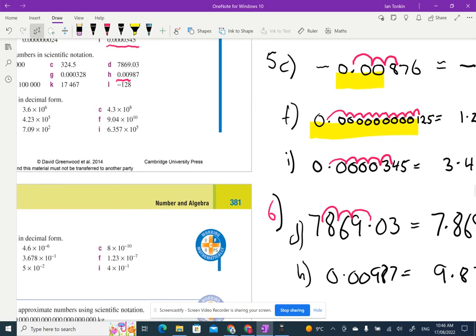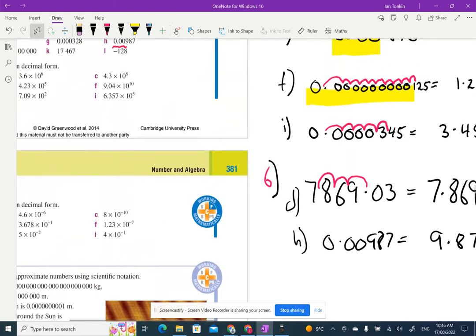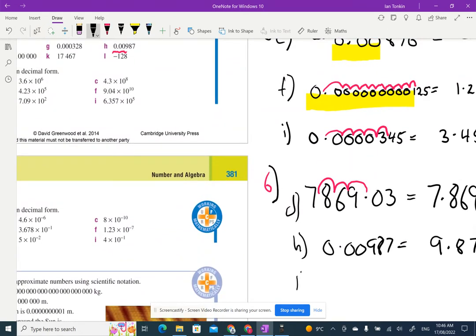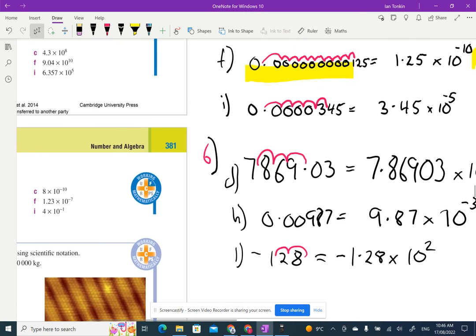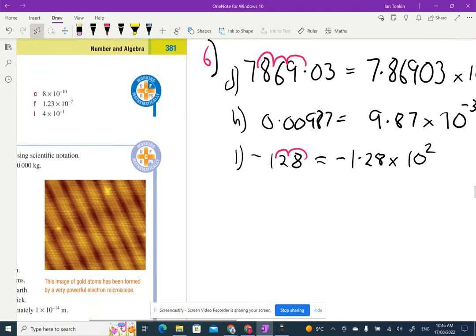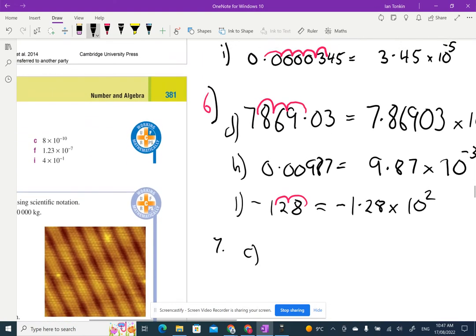And let's have a look at -128. And that's L, -128. And the decimal point is here, 1, 2. So I get -1.28 times 10 to the power of 2. So scientific notation is pretty easy. Converting. What about going the other way? So let's go with the next one, which is 4.3 times 10 to the power of 8. Is it 7C? 4.3 times 10 to the power of 8.